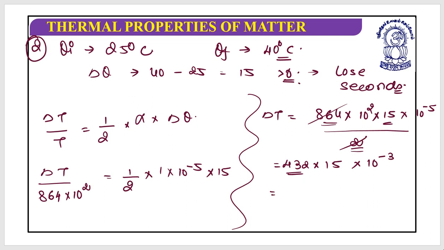When I do this, 432 multiplied by 15, what would it be? Let me do this. 432 multiplied by 15 is 6480. So it's 6480 multiplied by 10 to the power minus 3, which is 648 divided by 100, which is equal to 6.48 seconds.